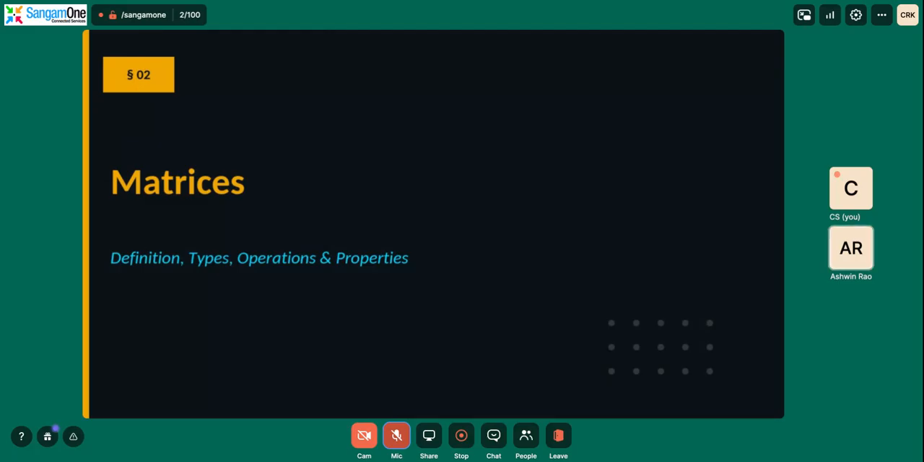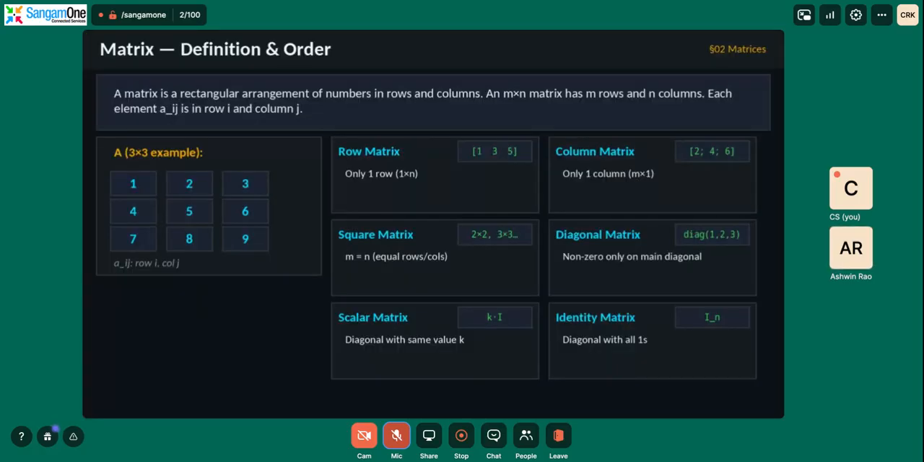Which are the foundational form of linear algebra. A matrix is a rectangular arrangement of numbers in rows and columns. The order is m cross n, which means m is the number of rows and n is the number of columns. Here i is the row index and j is the column index.